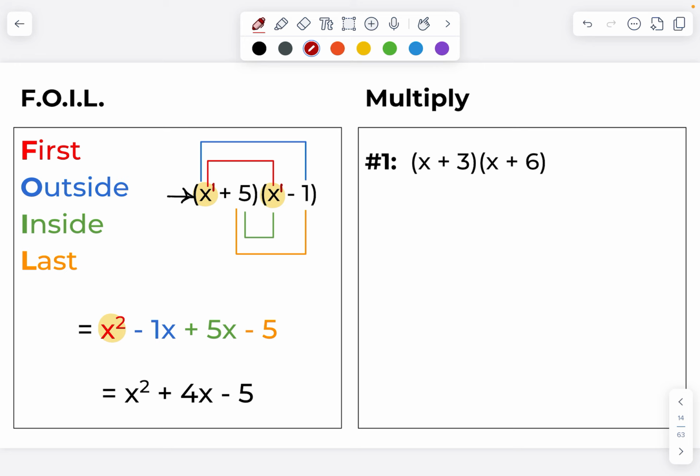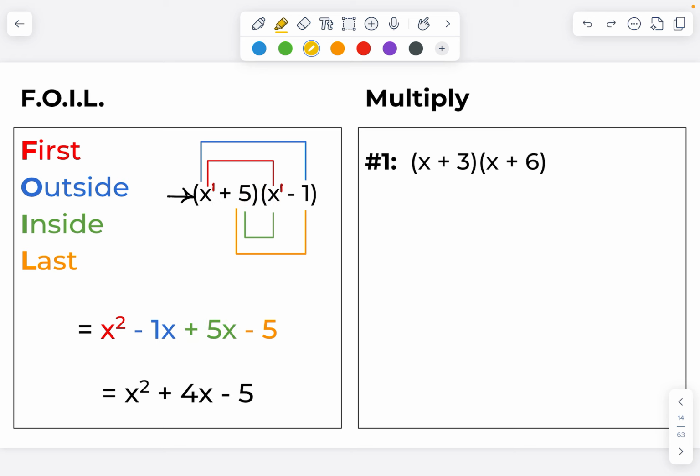Then if you look at the next one, we take our first term, and we take what's called our outside. It's outside because it's all the way on the left, and then we take the value all the way over on the right. That's the outside. If we multiply x times -1, that gives us -1x. Then we look at the inside. My inside term is a positive 5, and I'm going to multiply that by x. So that's where this plus 5x comes from.